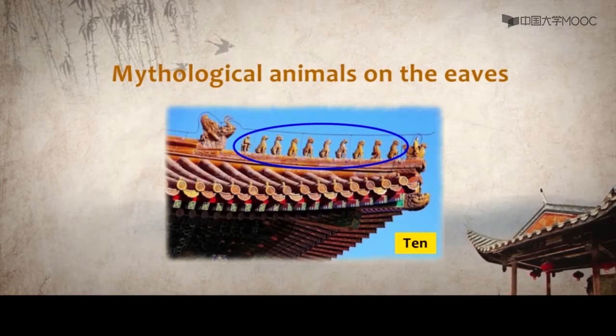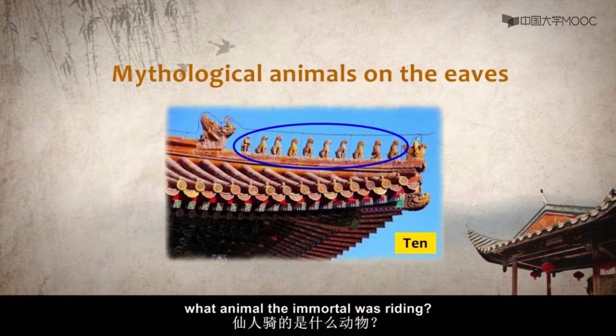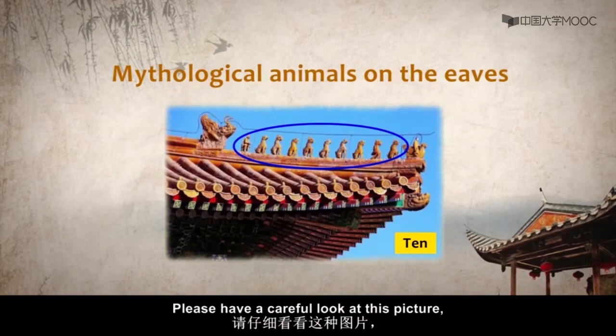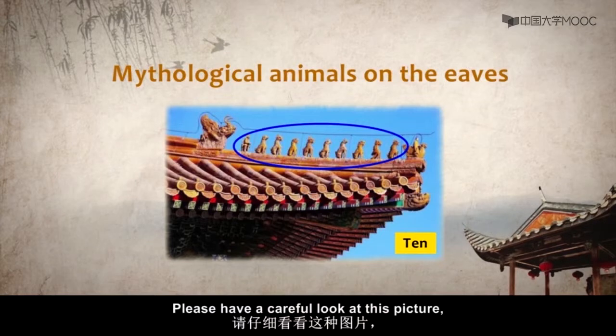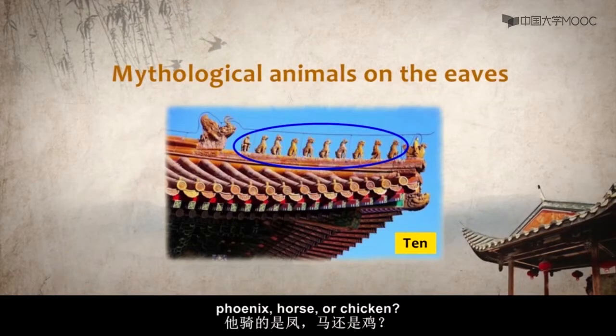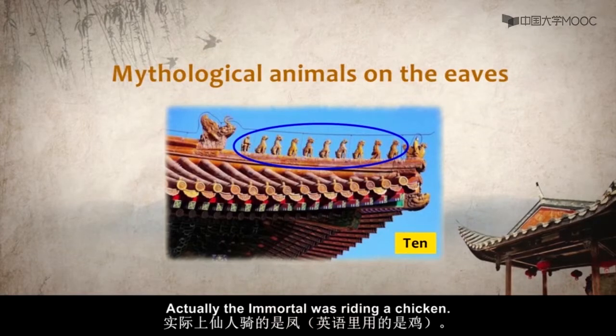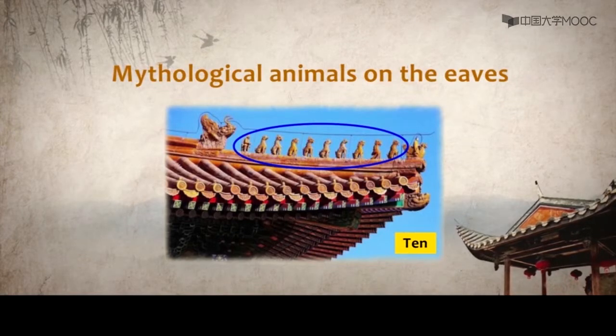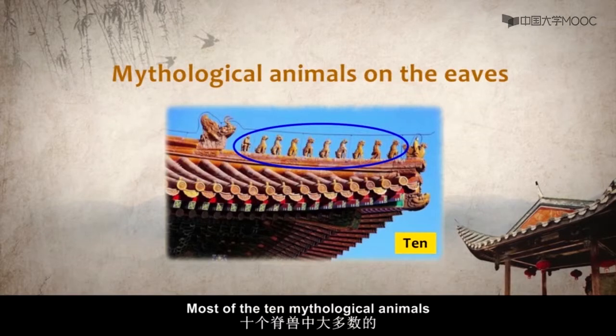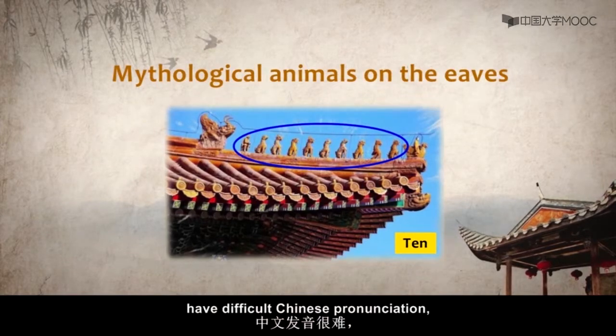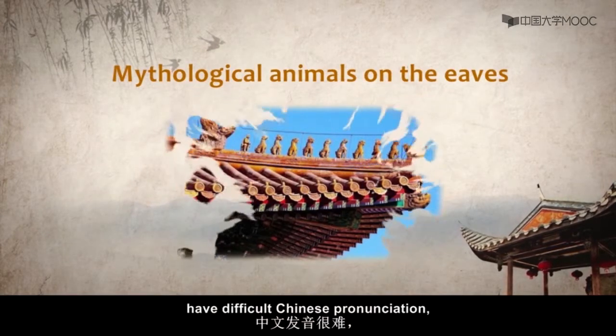Can you guess what animal the immortal was riding? Please have a careful look at this picture. Phoenix, horse, or chicken? Actually, the immortal was riding a chicken. Most of the 10 mythological animals have difficult Chinese pronunciation.